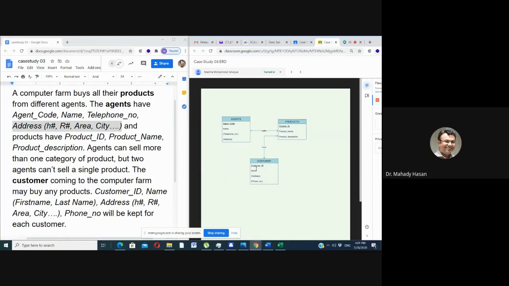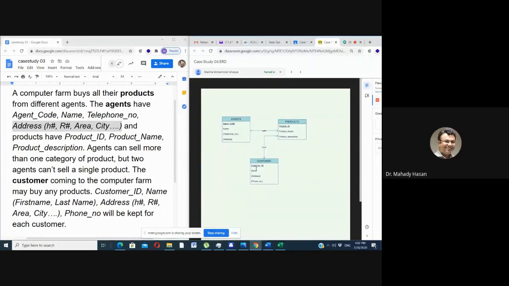Okay, sir. Yes, Asya was saying something. Yes, sir, I have a question. Sir, can we use a broken line between product and customer? Why? When is a broken line used? Sir, I am confused about that, that's why I'm asking you.